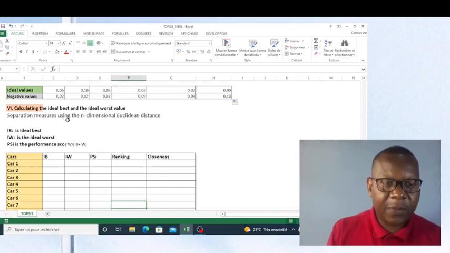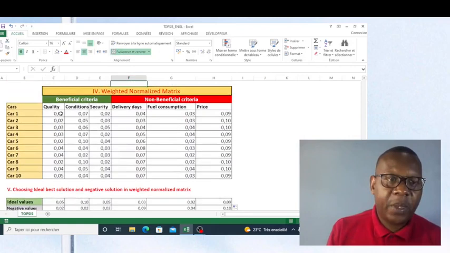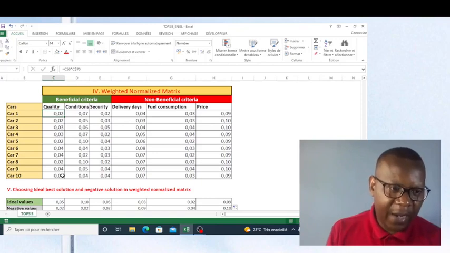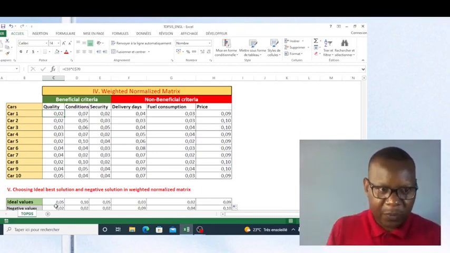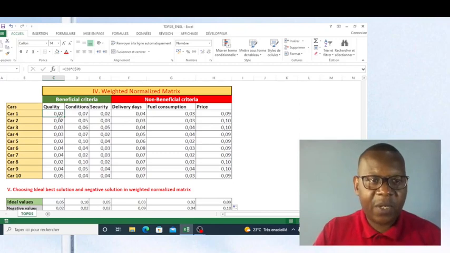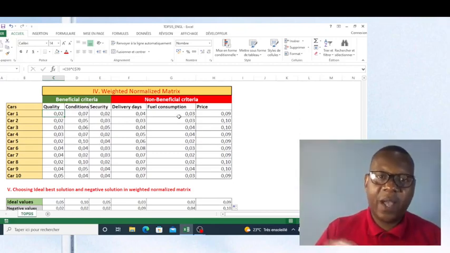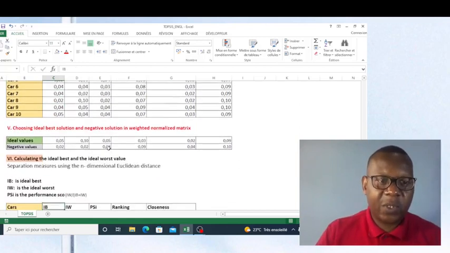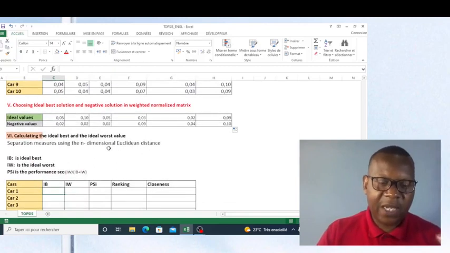We consider each value here, this value minus this value for ideal best. But when we are working on the negative value, we consider this value minus this one. We put it to the square, and we add, or we make a summation of these values. At the end, we raise our final values to the power of 0.5. Now let me show you slowly how you can do it, but you have to pay so much attention.